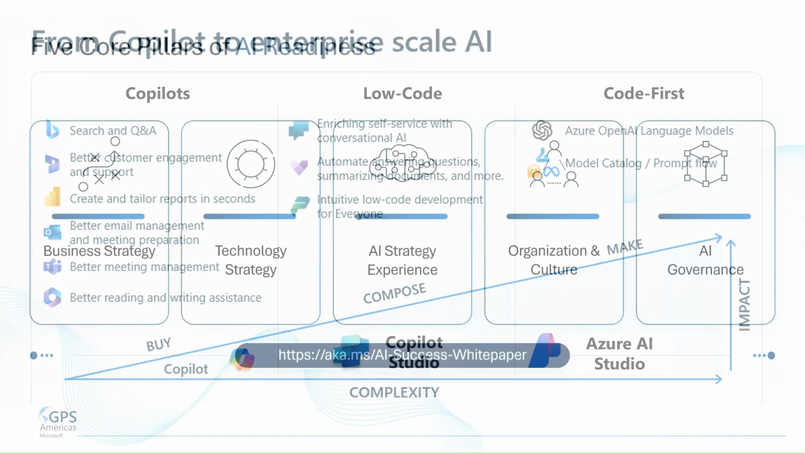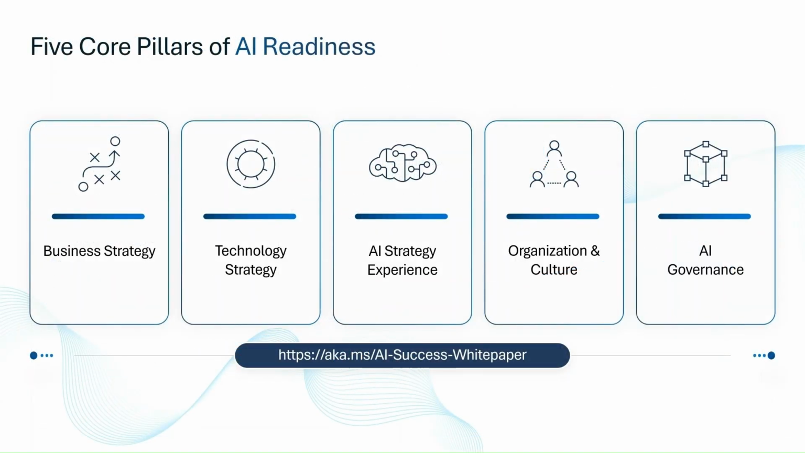Before you start your journey, I highly recommend you get this white paper and download it. You can see the link at the bottom. This white paper contains the 5 core pillars of AI readiness. If you read this before going on your journey, hopefully, this will prevent you from having too many detours on that trip.